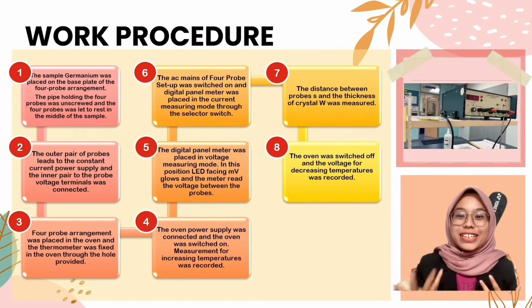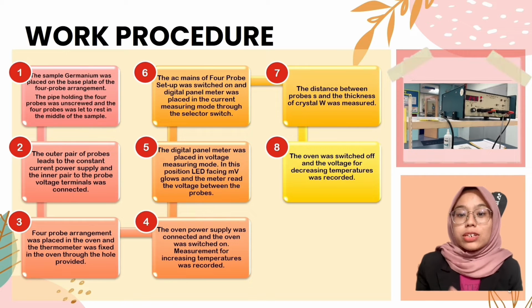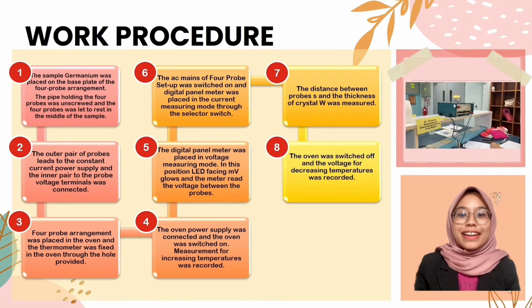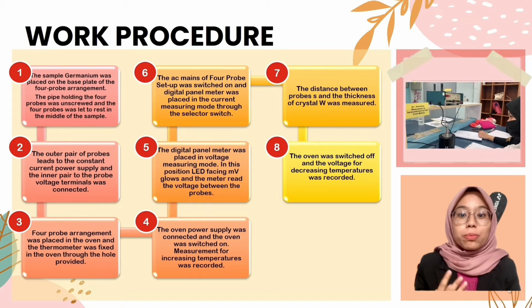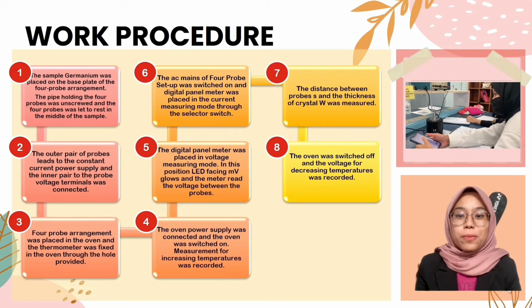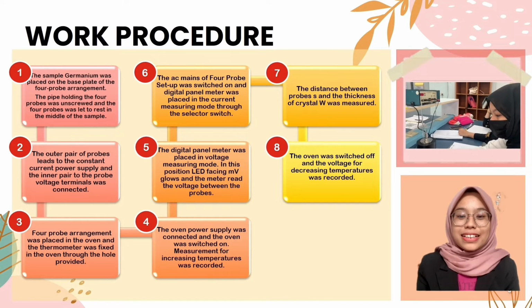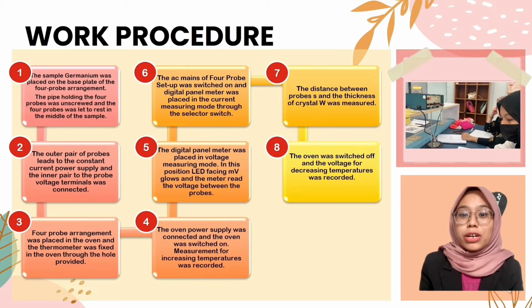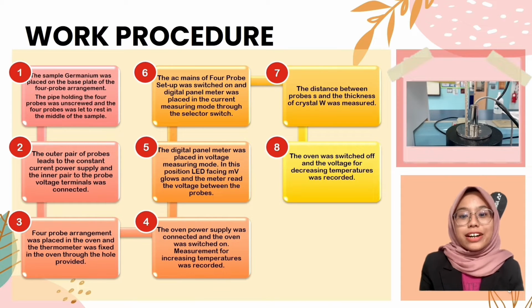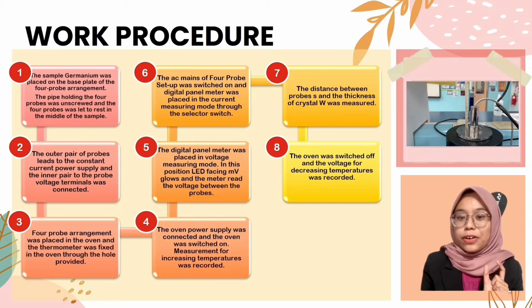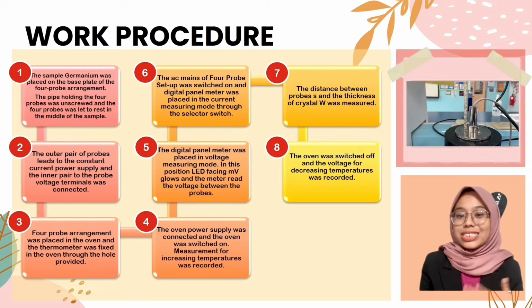Work procedure of this experiment. The first one is the sample of germanium was placed on the base plate of the 4-probe arrangement. Then the part holding the 4 probes was unscrewed and the 4 probes were let to rest in the middle of the sample. The second one is the outer pair of the probes was connected to the constant current power supply, and the inner pair to the probe voltage terminal.